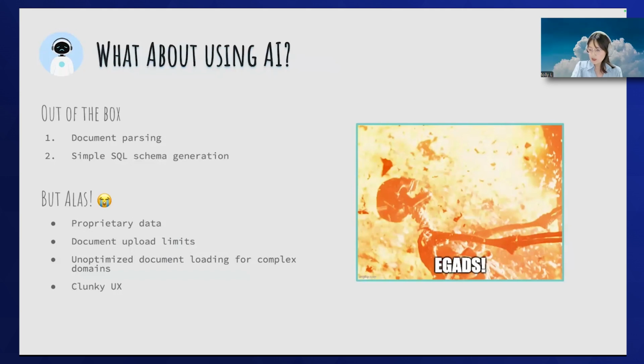So, what do? You think AI could speed up some of that? Out of the box, it already gives me some document parsing and simple SQL generation, right? But alas, you can't use it. You can't upload your company's proprietary data to the cloud.